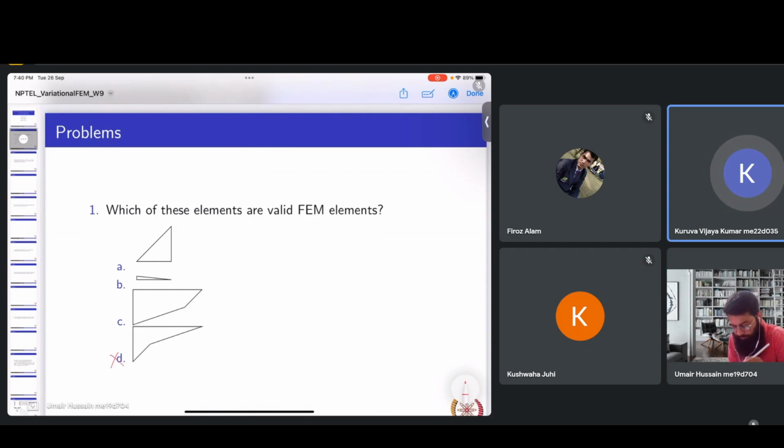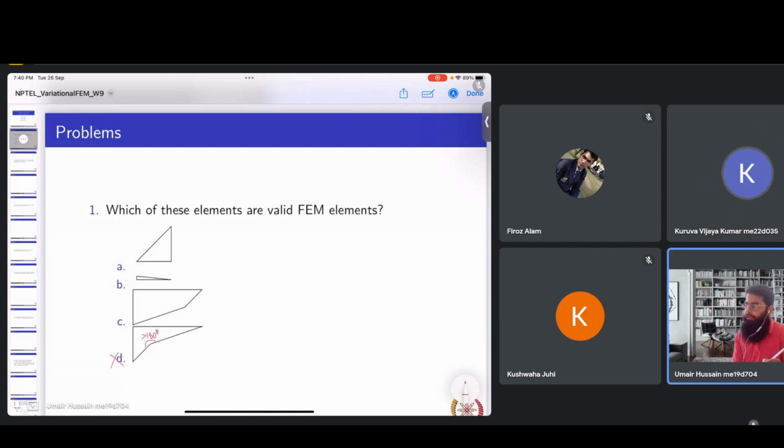If I remember correctly, the angle between the lines should not be greater than 180 degrees, and here the angle theta is actually greater than 180 degrees. So what will happen if we use this element is that the determinant of the Jacobian would be negative. So this would cause numerical issues.